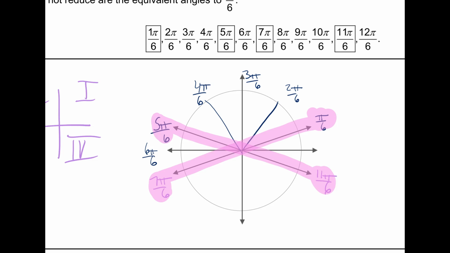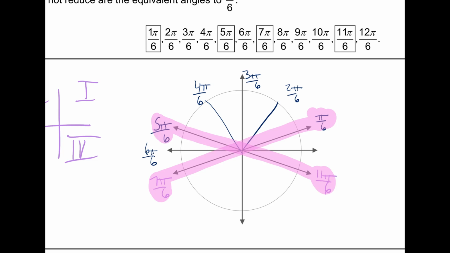Yes. Pi over 6 has this 30-degree angle between the x-axis and the terminal ray. And if I look at the x-axis over by pi, so if I'm looking at this x-axis right here and the terminal ray, this is also 30 degrees. It's also pi over 6. So the angle measurement between these two rays is the same as this one right here.